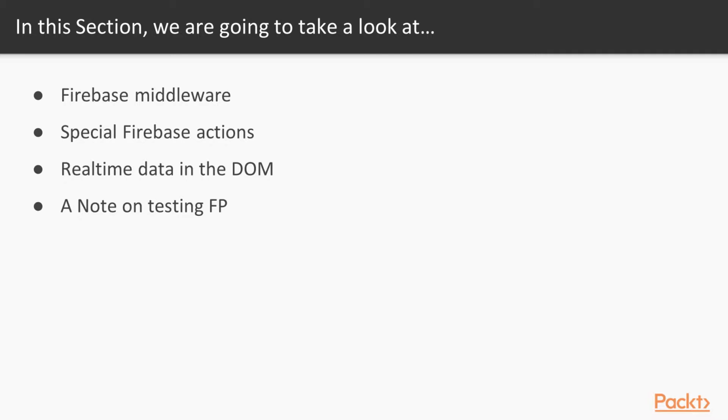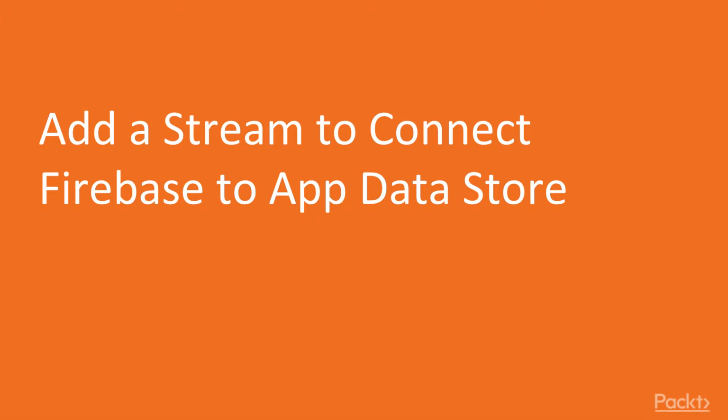And then after that, we're going to load slides into our app from Firebase, and we're going to update the slides in the DOM in real time as they update inside Firebase. Then we'll wrap up this course with a note on writing tests for functional apps, how it differs from what you may be used to. All right, let's move on to the first video where we start building a custom middleware for Firebase.